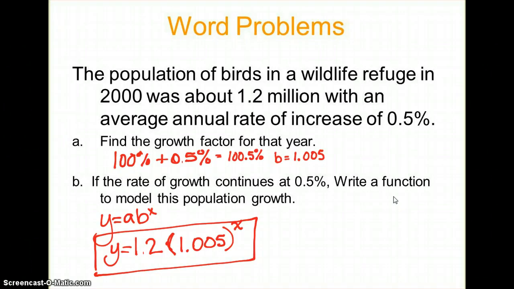And then from this point, I could ask any person to tell me, in the year 2005, what was the population if it continued to grow? So we would take the number 5, because that's 5 years that have passed, put that into our function for x and calculate that value. So you could calculate any year you wanted to now that you have this particular function.